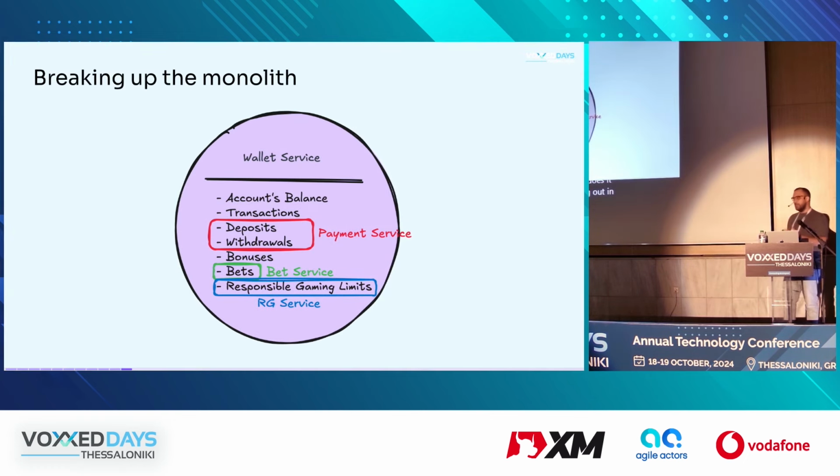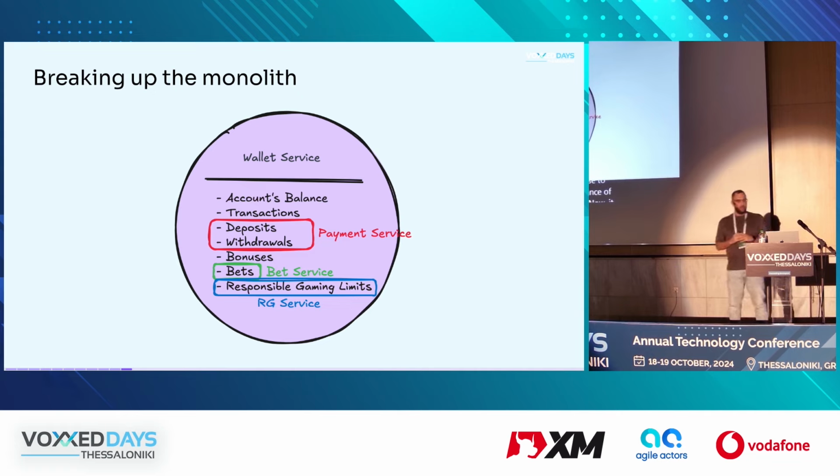Now, it took us a while to get there, but this is what we came up with. We grouped what was deposits and withdrawals, money in and out of a player's account, into what we named the payment service. We carved all the bets into a newly implemented betting service, and we moved all responsible gaming limits functionality into a newly baptized RG service.